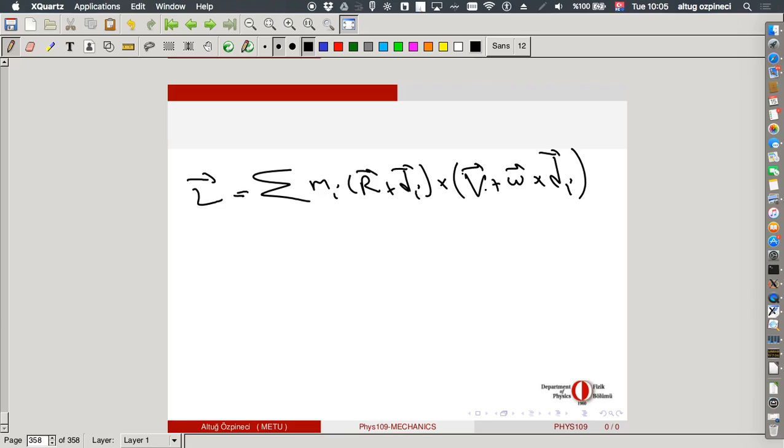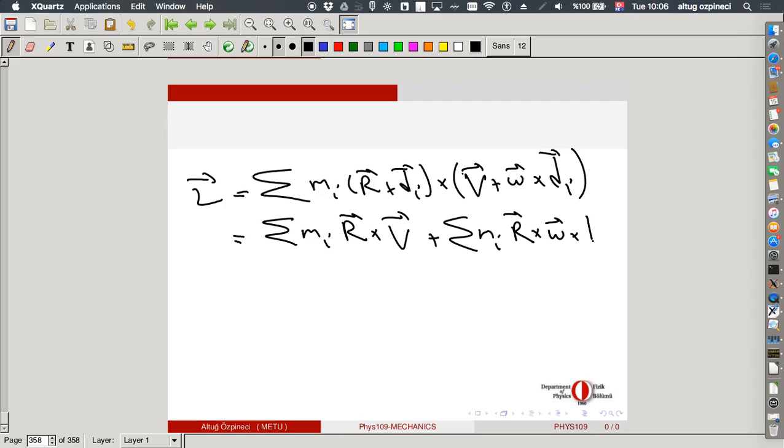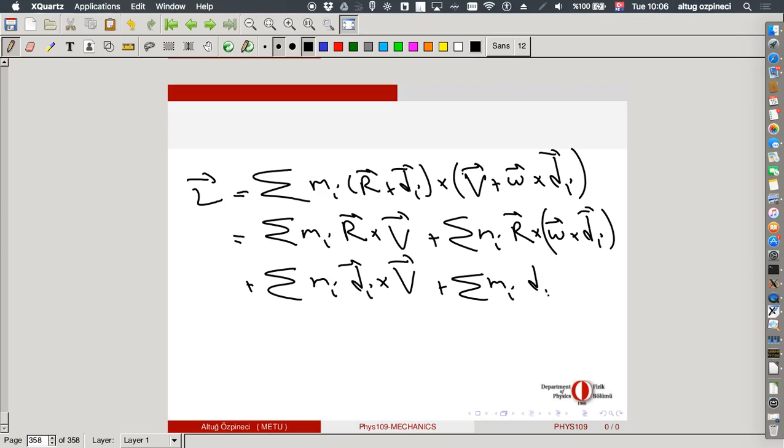Omega is the angular velocity, and di is the position of mass mi relative to the rotation axis. Okay, now let's just multiply them up. I have mi r cross v plus mi r cross omega cross di plus mi di cross v plus mi di cross omega cross di.